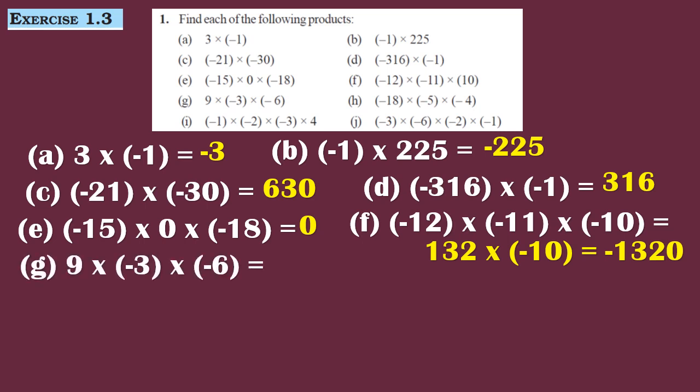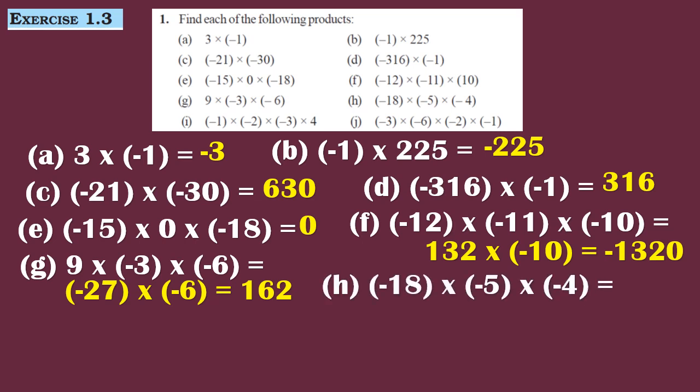Now here 3 numbers are there, but 2 of them are negative. That means the number of negative integers is an even number, 2. So the product will be positive. So 9 into minus 3, minus 27. Minus 27 into minus 6 is minus into minus plus 162.